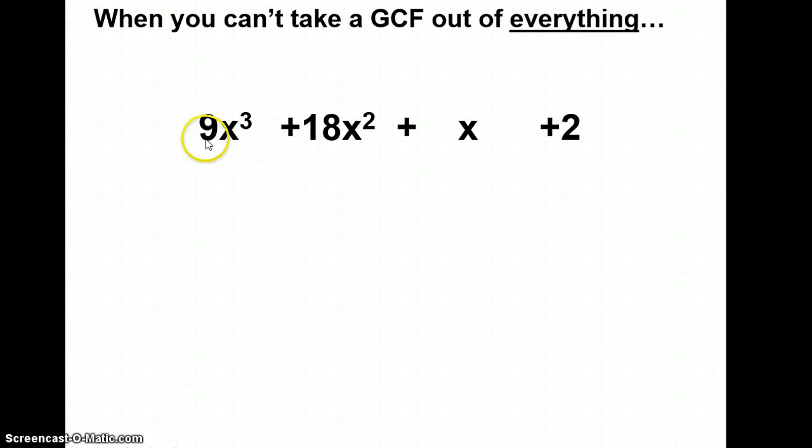So let's look at this one. I have 9x to the third power plus 18x squared plus x plus 2. Now again, when I can't take a GCF out of everything, that means I can't take an x out of everything, that doesn't have an x. I can't really take a 2 out of everything. That's not a multiple of 2. And I can't take a multiple of 3 out. These might be multiples of 3, but not the 2, right?